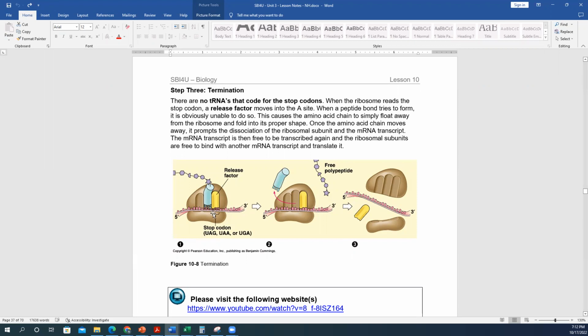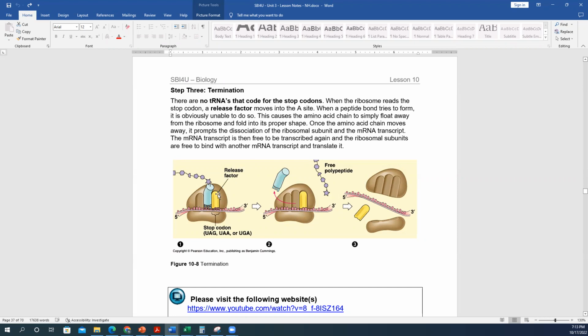So, sorry, not the star. This star represents whatever was the last amino acid, and this is the stop codon here. In this case, there is no tRNA that codes for the stop codon. So when the ribosome comes to the stop codon, what comes into here is a release factor. It's not a tRNA. It's a release factor that moves into this A site.